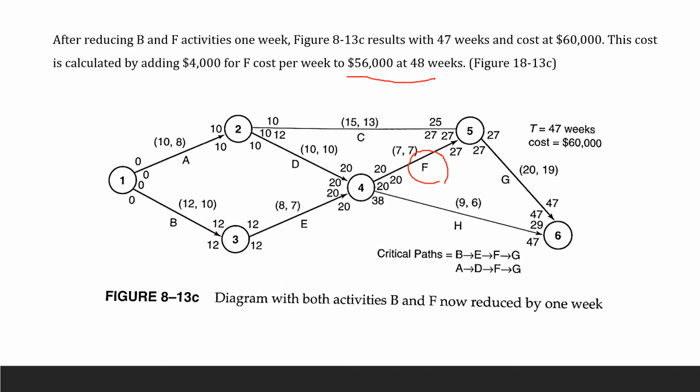First we reduced B from 13 to 12. We reduced F from 8 to 7. B cost $2,000, which you added already. F is going to cost $4,000, and you added that already. So now our project is going to cost us $60,000, but we did it in 47 weeks instead of 49. That's a saving of 2 weeks.